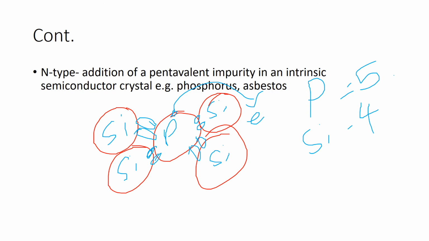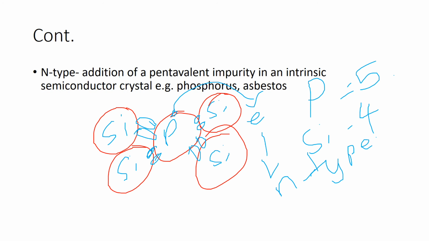Since we have an extra electron, the compound formed is called an n-type semiconductor, and phosphorus is a donor impurity atom, because it contributes, or it adds to the system, a free electron.